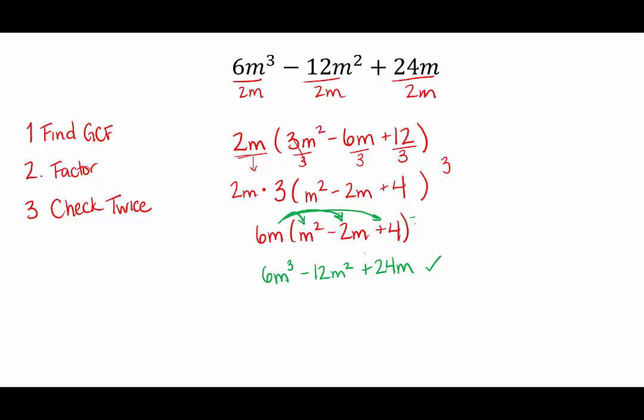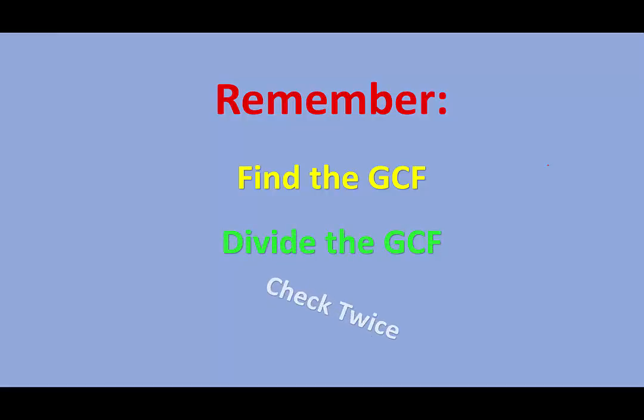Now in this example, I realize you probably would have seen that the greatest common factor in my original polynomial here was 6m. But I wanted to do this to show you how you could work through it if you did miss part of your greatest common factor. Okay, so let's go to our reminders. Remember 1, find the GCF. Then we're going to divide or factor the GCF. And don't forget to check twice. So now it's time for you to practice on your own.